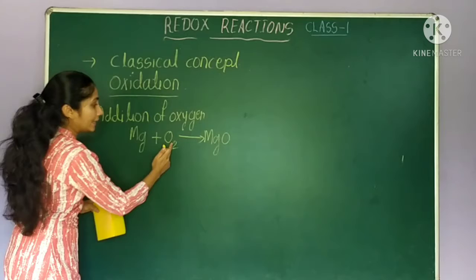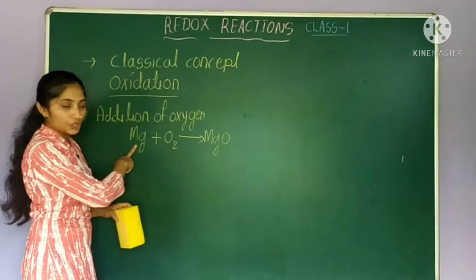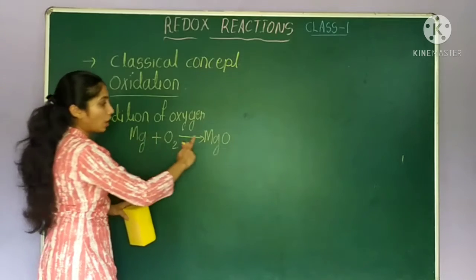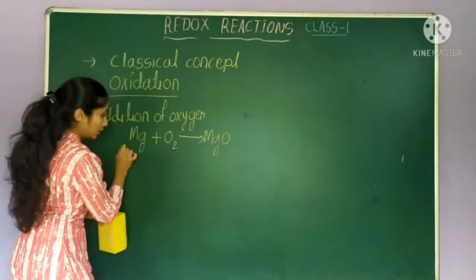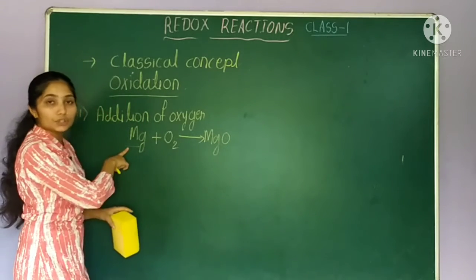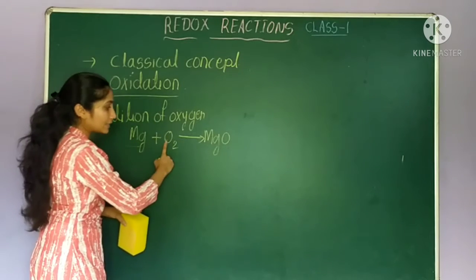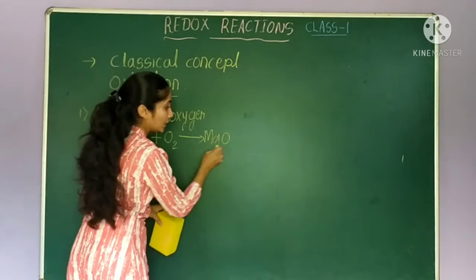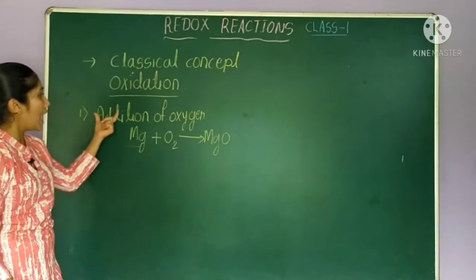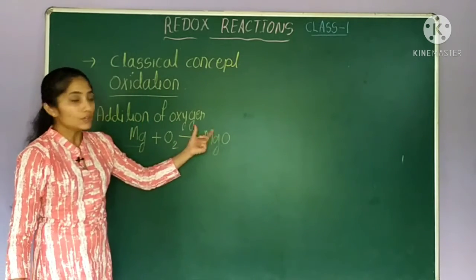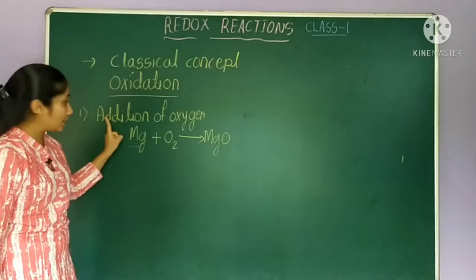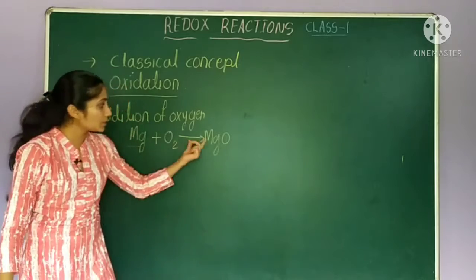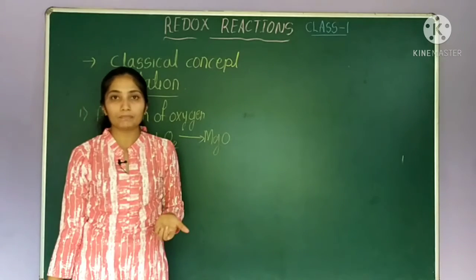Here we are adding oxygen to magnesium. Oxygen O2 reacts with magnesium to form MgO. Initially there was no oxygen with magnesium. When it reacts with oxygen, it adds oxygen. This is addition of oxygen. So one definition is: addition of oxygen is oxidation. As you know, oxygen is an electronegative atom.